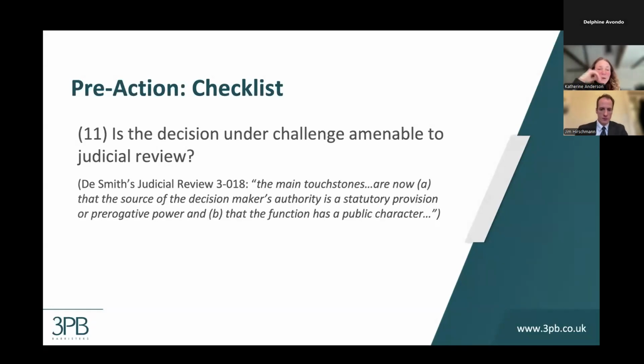A further question, again, less likely to come up in the sorts of claims that we are talking about. But the question is here, is the decision and the challenge actually amenable to judicial review? Most times it probably will be in this field, but it could well be that somebody is actually making a complaint about an action that they have in private law, for example, under a contract, and that this is simply not a public law claim, or at least it shouldn't be pursued as such.